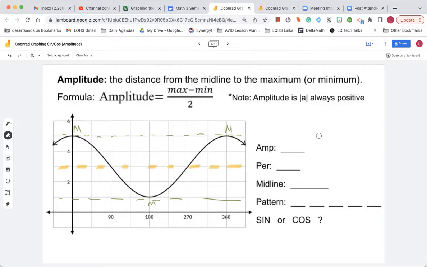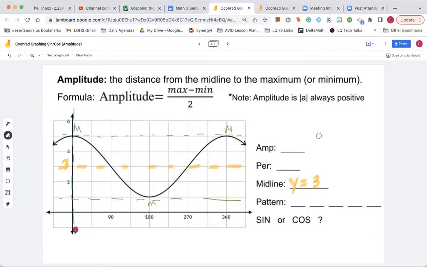Because it cuts the max and the min in half right there. And so I would write, okay, well, that's at a 3 right there, right? So I would say the midline is at y equals 3. And I just look to see where it is on the y-axis, okay? And then I say, well, it seems to start right here.